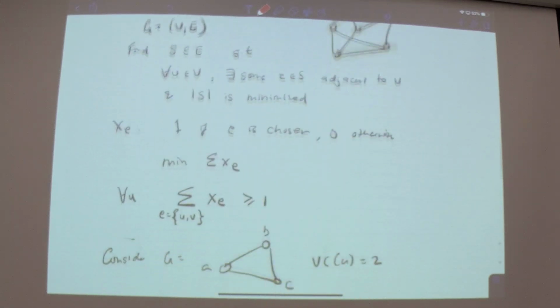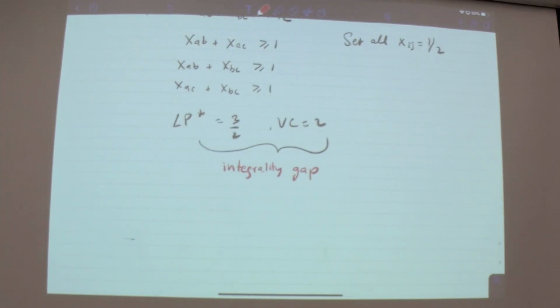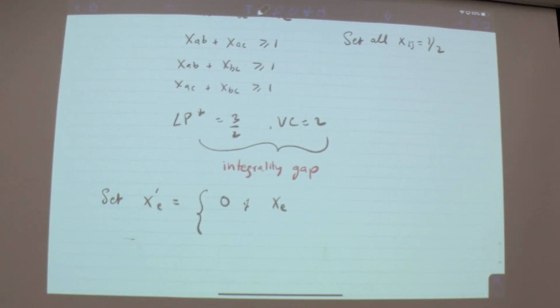So let's go back to our problem here in vertex cover. What would it mean to round the solution? Here's what we're going to say. We're going to define new variables. Set x prime e to be equal to 0 if xe is less than half, and 1 if xe is greater than half. Round it, right? I now have an integer solution to this problem.